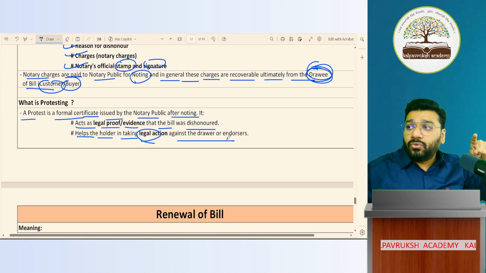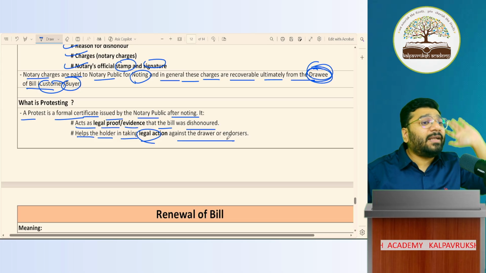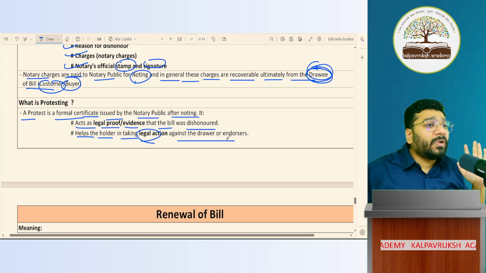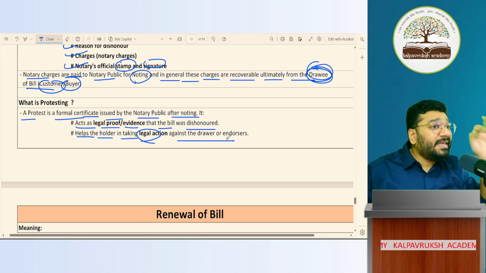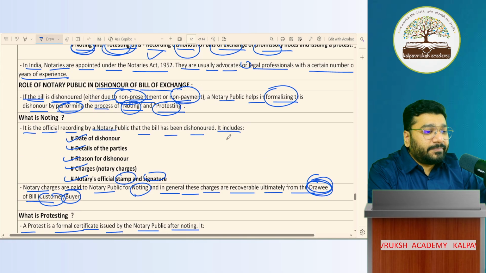So if you don't want to drag the matter, if you want to close the matter as early as possible, it is very important that you invite a notary public and get all the noting work done to understand who is the real reason behind the dishonourment of the bill. Got it? Not got it?